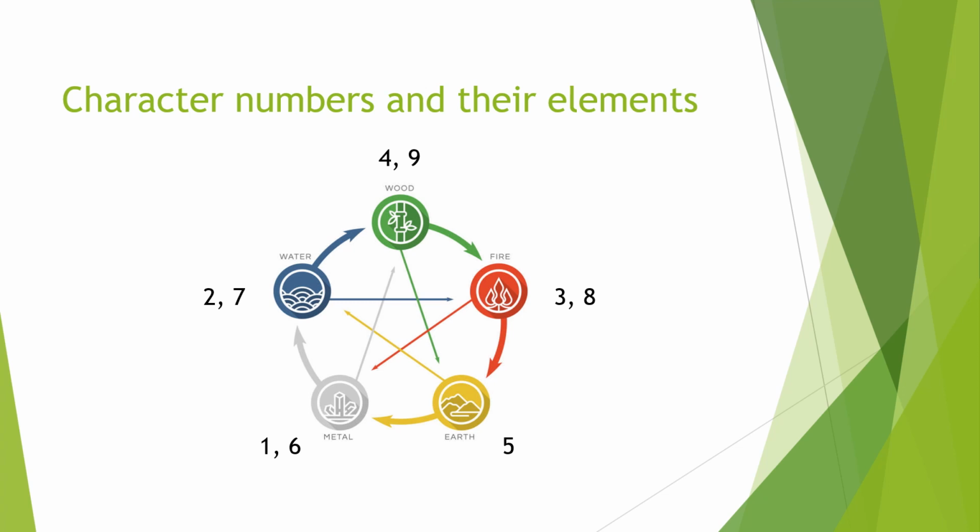Now that we have understood what the 5 elements and their interactions look like, we can assign elements to the character numbers. 1 and 6 are metal numbers, 2 and 7 are assigned the water element, and so on and so forth. If we further split them into yin and yang, we can say that 1 is a yang metal and 6 is a yin metal. Cool, right?